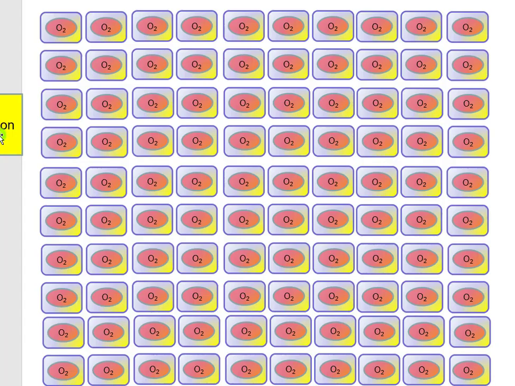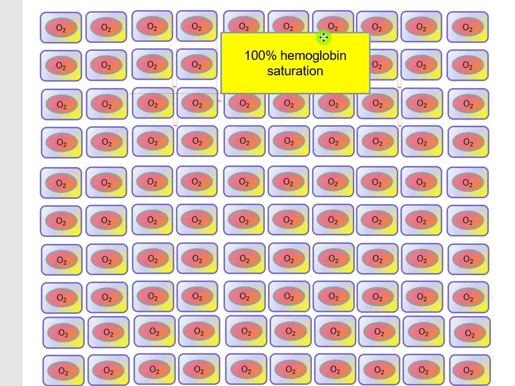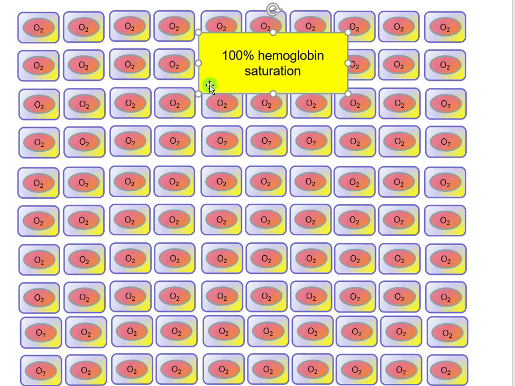When you look at this, what I want you to see is that in this slide we actually have a 10 by 10 matrix, with 10 hemoglobin molecules across and 10 down for a total of 100 hemoglobin molecules, each of which is carrying an oxygen molecule. So what does that mean? It means if you were to count, we have 100 oxygen molecules on here. Again, 100 hemoglobins and 100 oxygen molecules. So this is the term that I'm going to use. In this situation, we have 100% hemoglobin saturation.